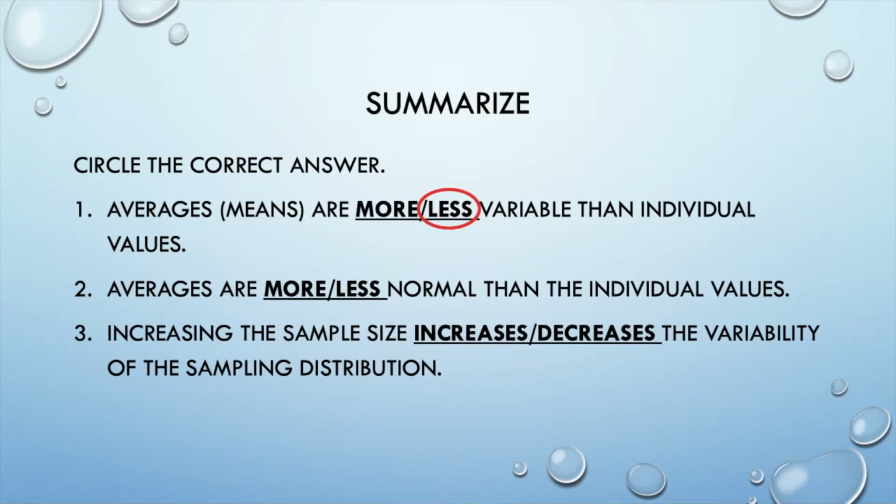All right, so averages and means are less variable than the individual values. They're less spread out. They cluster more towards the middle. And averages are more normal. My graphs start to look more normal when I'm taking averages rather than individual values. And increasing the sample size decreases the variability. I get less variability the bigger the sample size. This is important for concepts that we're learning next.